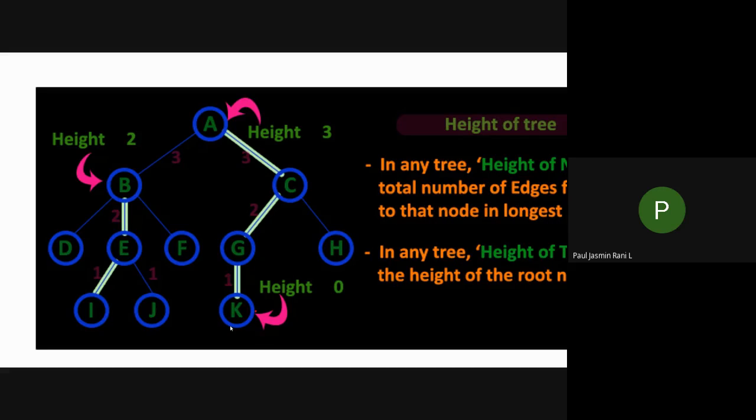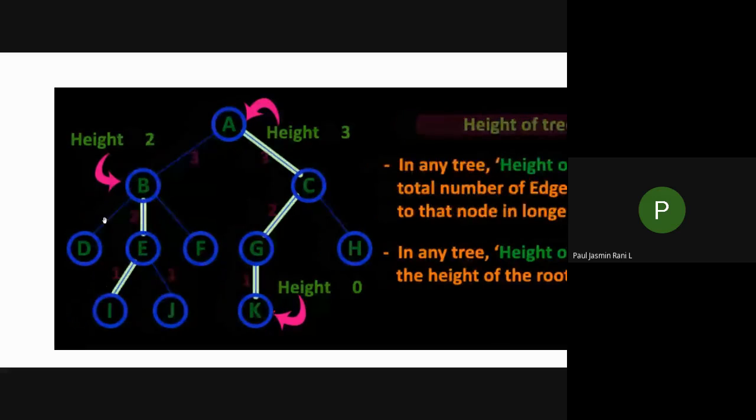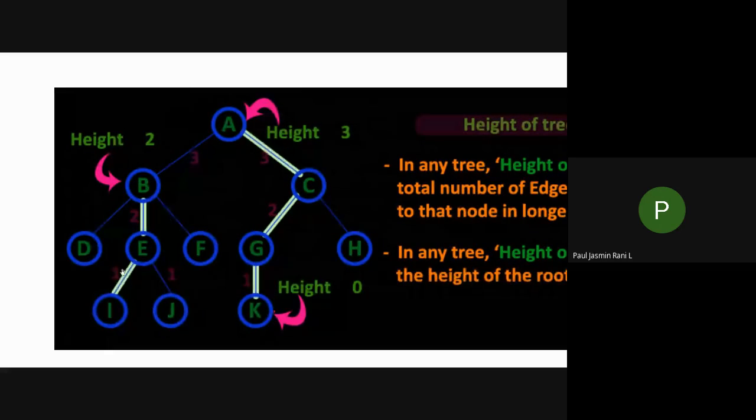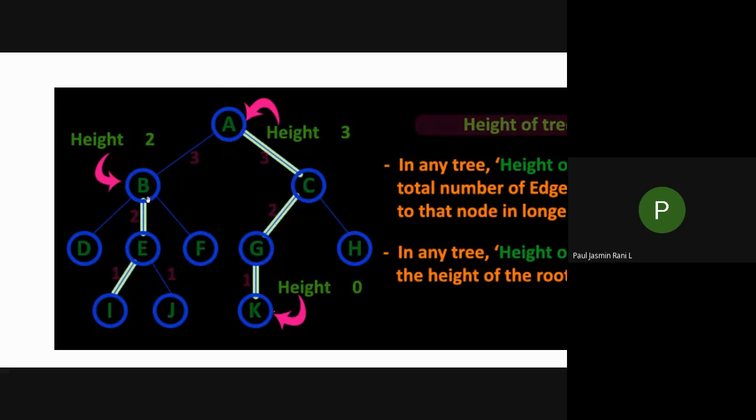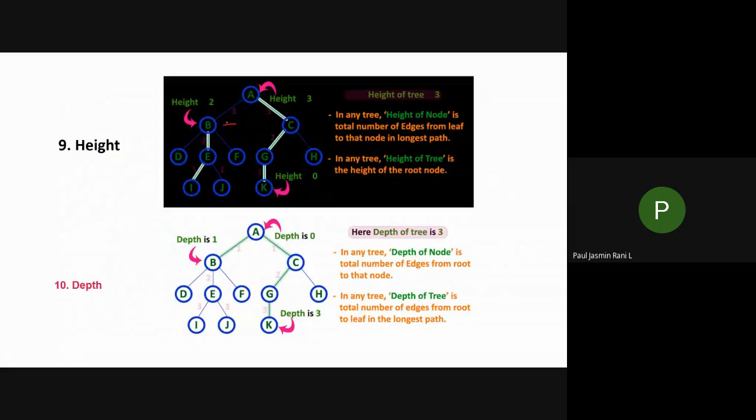Similarly, if I want to calculate the height of node B, how will you mark the height? This is one level, and the next one is this one, so the height of B is 2. Listen here: for the B node, this is level 1 and this is level 2. So what is the height of this B node? The height of the B node is 2.